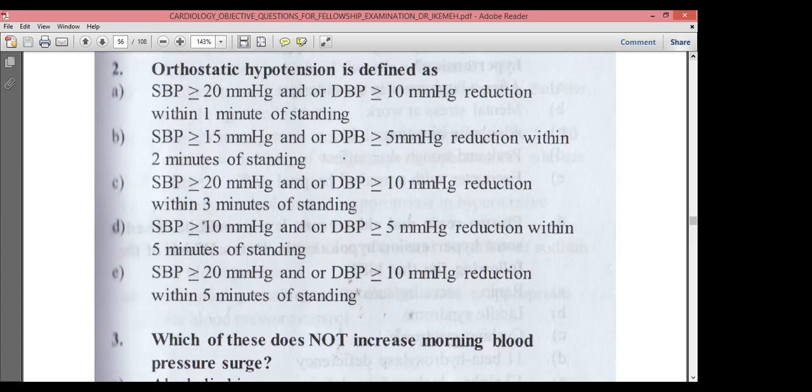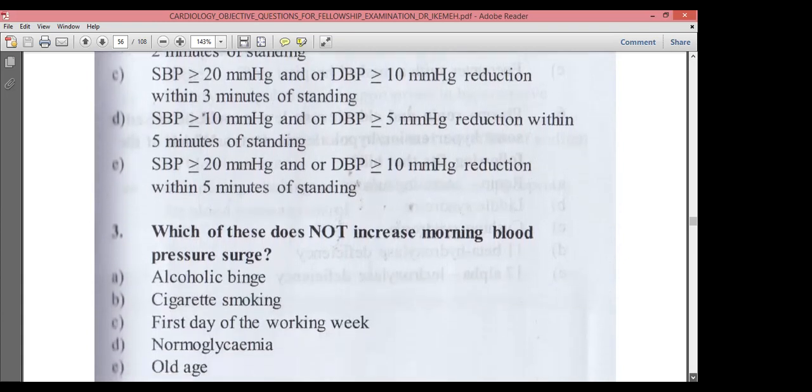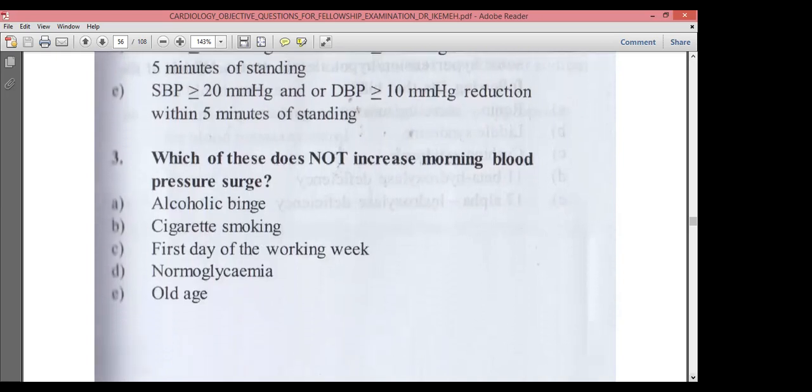So number 3 is, which of the following does not increase blood pressure morning surge? A, alcoholic binge. B, cigarette smoking. C, first day of the working week. D, normal glycemia. And E, old age. Okay, so the correct answer here is normal glycemia.